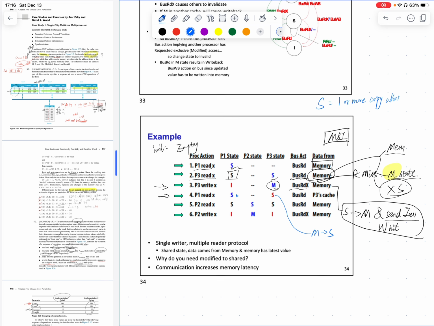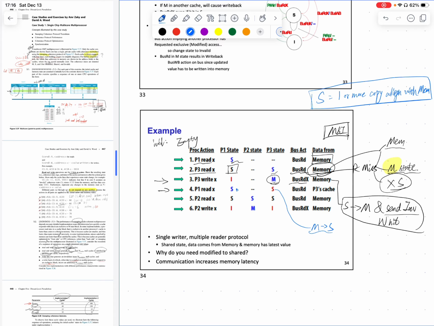Shared means there may be one or more copies aligned with memory, right? One or more copies. I mean, one or more processors. You can say processor, but I would say copy. So back to here, we are changing the modified state into a shared state, and also we will need to write back.